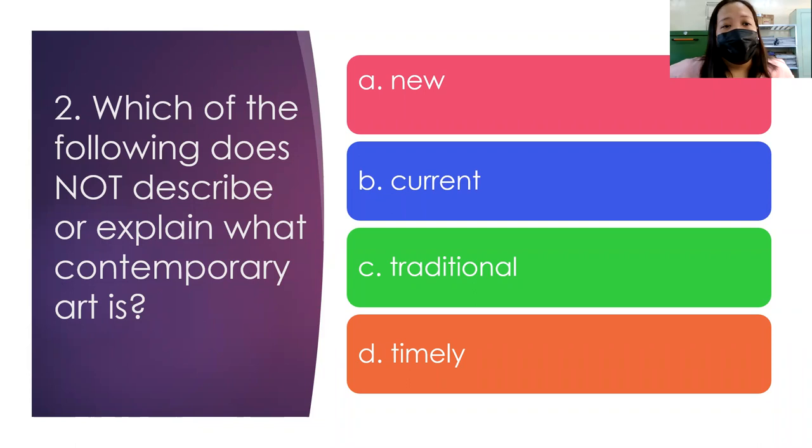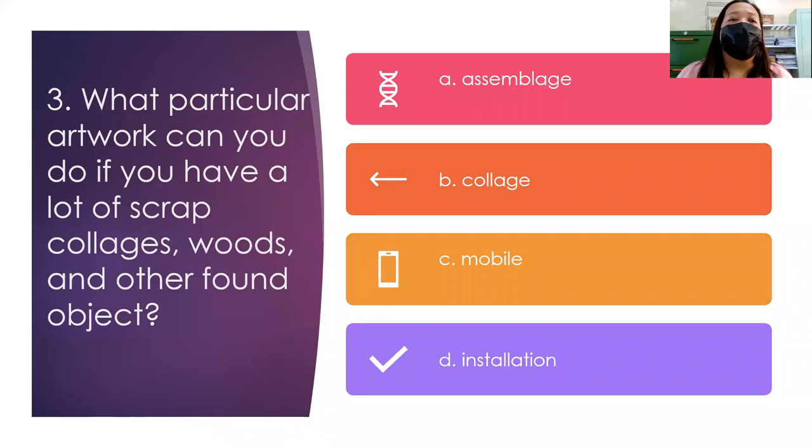Next, which of the following does not describe or explain what contemporary art is? A, new. B, current. C, traditional. D, timely. Next, what particular artwork can you do if you have a lot of scraps, collage, woods, and other found objects? A, assemblage. B, collage. C, mobile. D, installation.